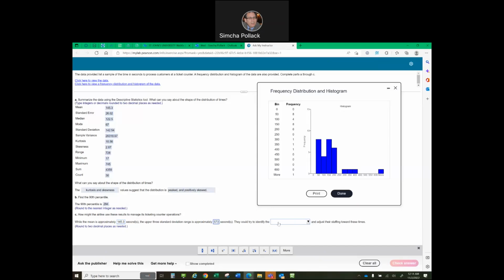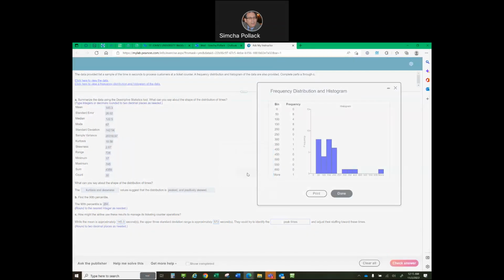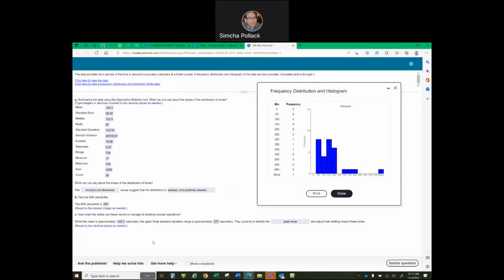573. Could identify times near the mean, gives you the peak times, the highest point where it's going to be the most. I mean, the highest amount of time, peak times. Check answer and okay. Okay, I think we're done. All right, wrap.